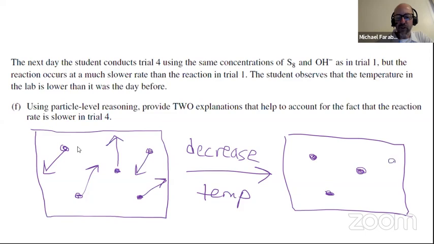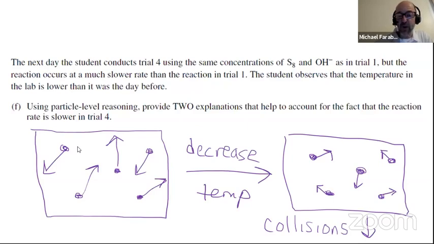Hopefully, you know that when you lower the temperature, and temperature has to do with kinetic energy, you also decrease the speed of the molecules. And since reactions occur because of collisions, the number of collisions, or you might say the frequency of the collisions, is going to decrease. And if the frequency of the collisions decreases, that would lead to a lower reaction rate. But they said two explanations. So decreasing the frequency of the collisions is only one explanation. So what's the other one?